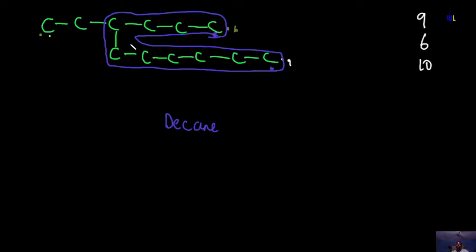So whenever you want to find out the parent chain, you count from end to end, find out the longest one, and then attach the infix to the ane. Now we're not done naming this compound. This is just the parent chain. You can decide to draw this structure in your notes. We'll come back to it to name it fully. But so far, I hope there is no confusion.